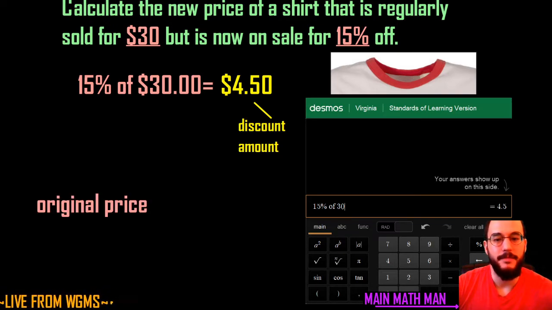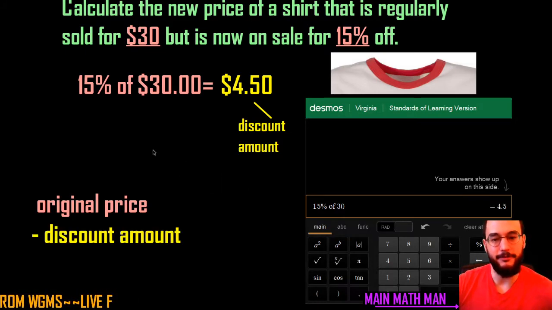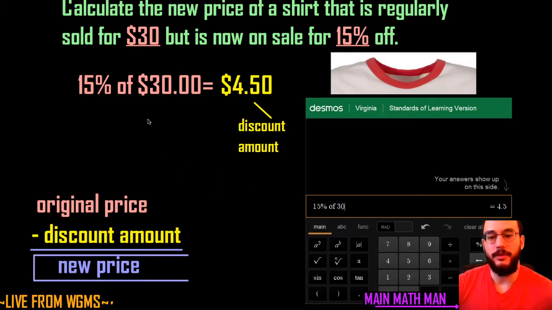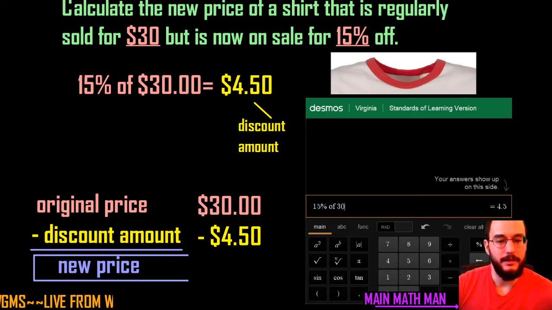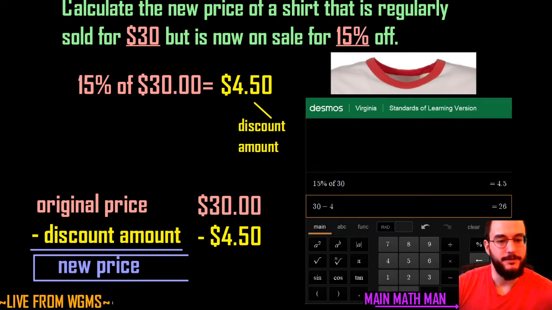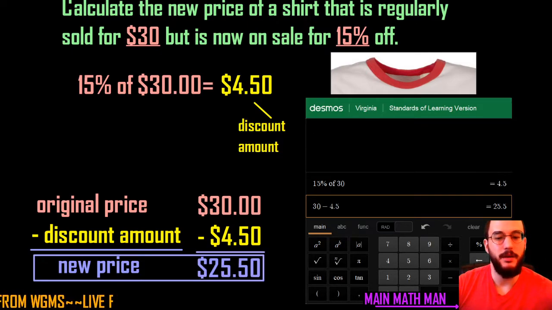So what I'm going to do now is I'm going to say, okay, I have the original price, and I'm going to subtract the discount amount from that. And what will I get? I will get the new price. So let's compare what we have. So we said the original price was $30. The discount amount is $4.50. Again, make sure you're using that wonderful Desmos calculator for yourself. So 30, excuse me, minus 4.5. So the new price is going to be $25.50. So again, make sure you're seeing how this is being set up. Again, make sure you're using that wonderful Desmos calculator.